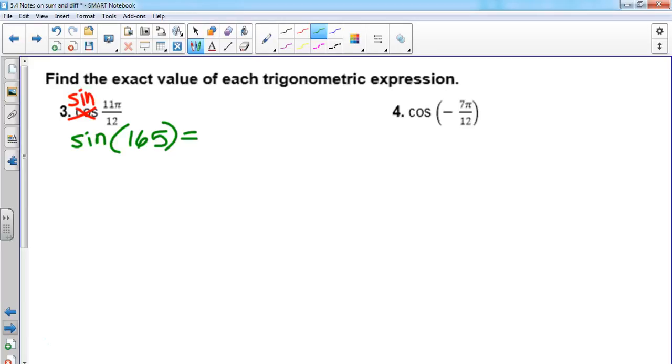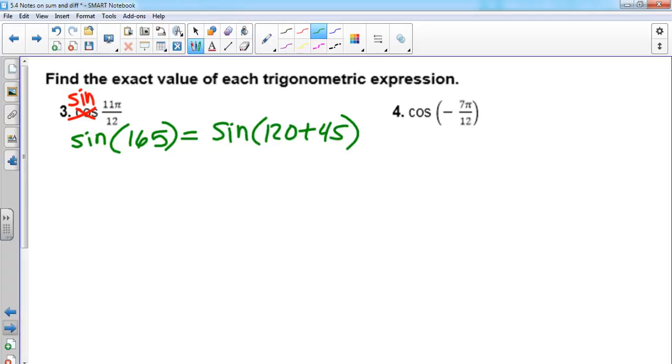$180 minus 15. Is there 15 on your unit circle? No. 120 plus 45. Does that work? Sure. Okay. 135 plus 30 would work? Okay. But the first one I heard was 120 plus 45.